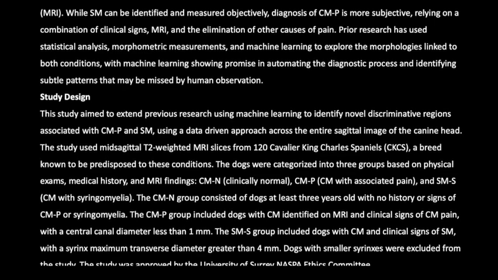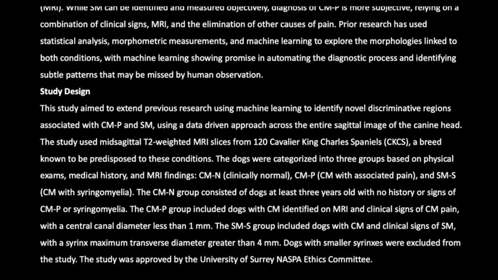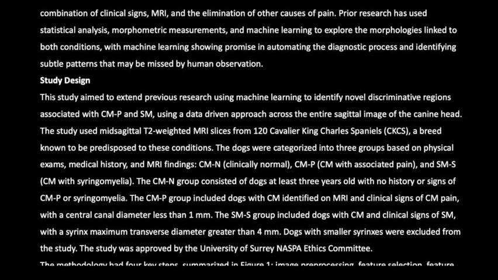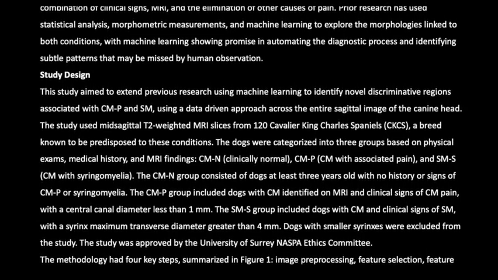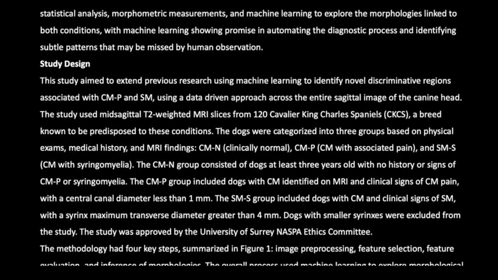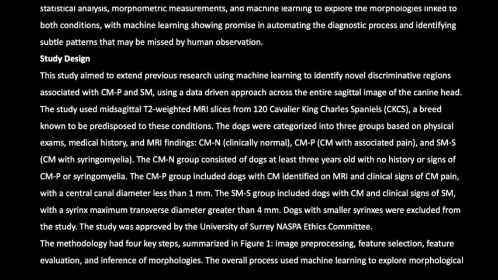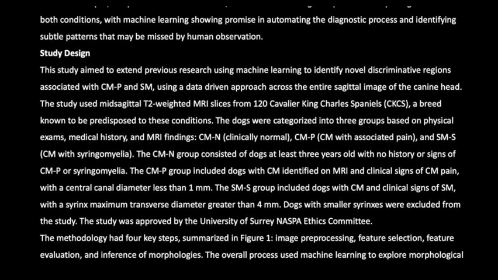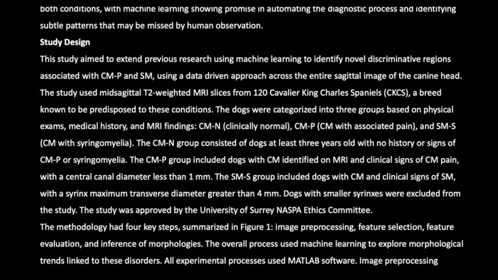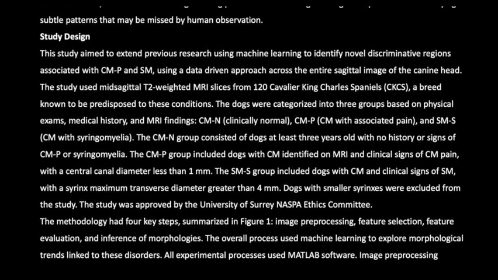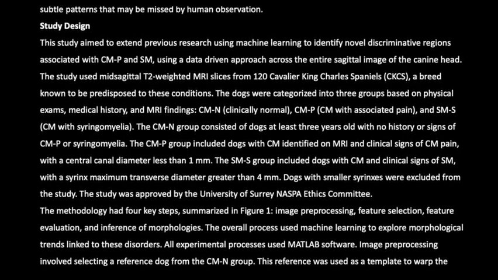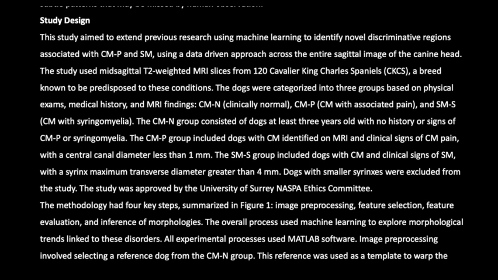The study used mid-sagittal T2-weighted MRI slices from 120 Cavalier King Charles Spaniels (CKCS), a breed known to be predisposed to these conditions. The dogs were categorized into 3 groups based on physical exams, medical history, and MRI findings: CMN, clinically normal, CMP, CM with associated pain, and SMS, CM with Syringomyelia. The CMN group consisted of dogs at least 3 years old with no history or signs of CMP or Syringomyelia.